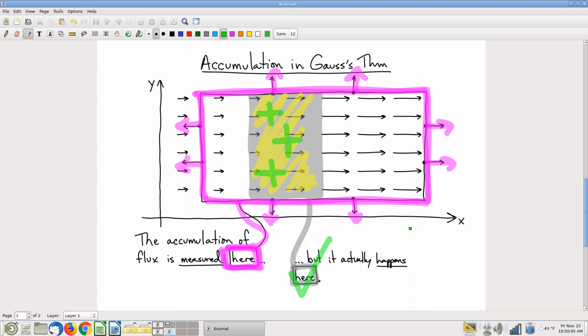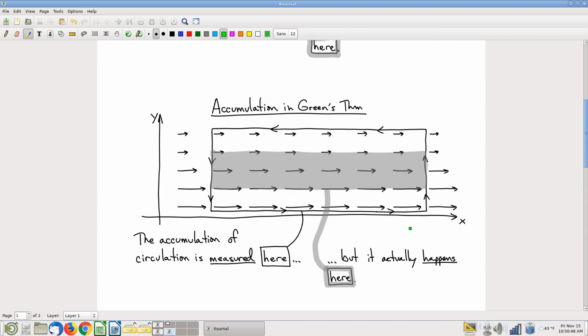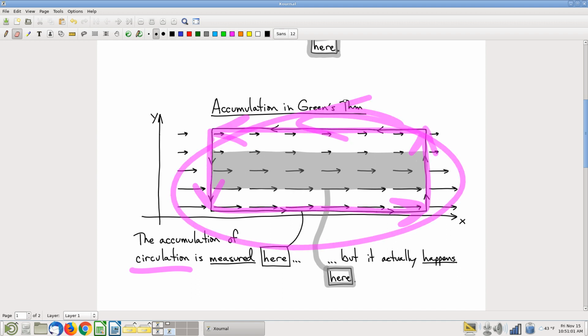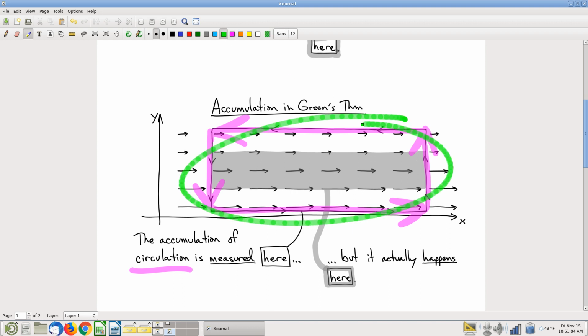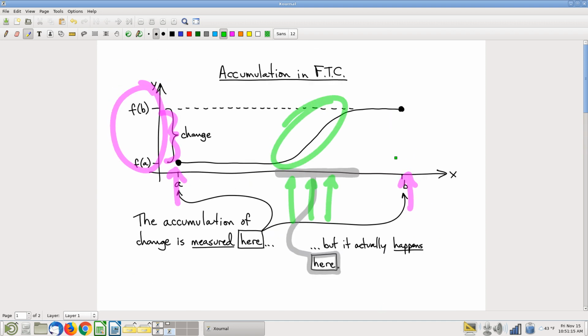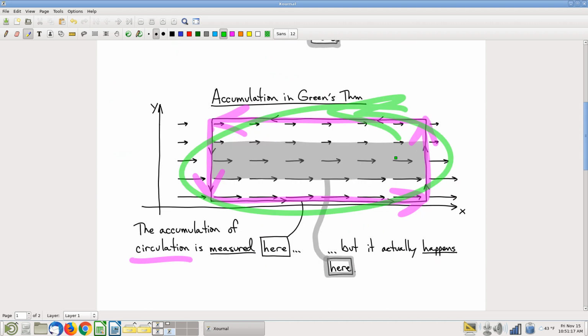Okay, so enough of that one. And then, by the way, ditto for circulation. Where is circulation actually happening? Well, we think of circulation as something that's happening on the boundary. After all, that's where the fluid is actually going around, right? So we feel like circulation, because it's measured on the boundary, surely is actually happening on the boundary. And again, it isn't. No more than change is actually happening on the boundary. Circulation's happening in the interior.